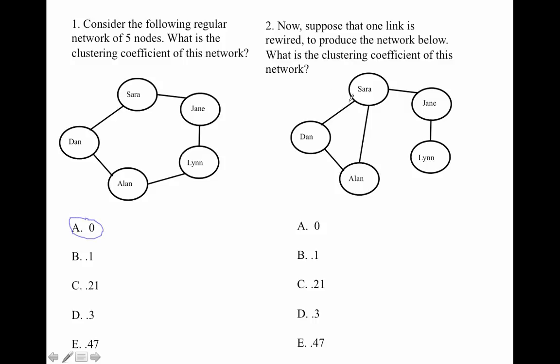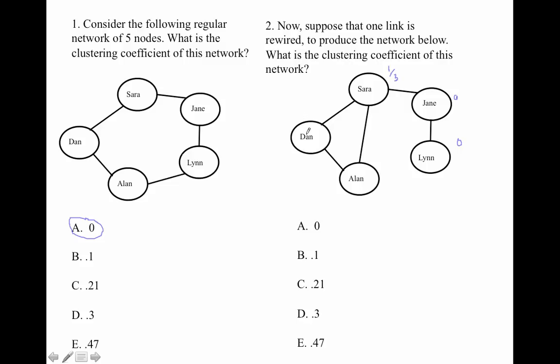However, if we look at this network, now that a single link has been rewired, you can see that Lynn and Jane still have clustering of zero. Each one of them has a zero. Sarah has three friends. So there's three possible pairs, Jane to Dan, Jane to Alan, and Alan to Dan, and only one of those actually is a friendship link. So Sarah has a clustering of 1/3.